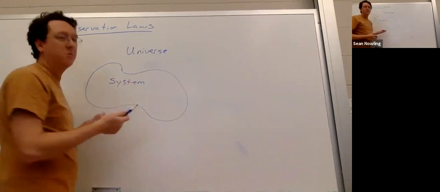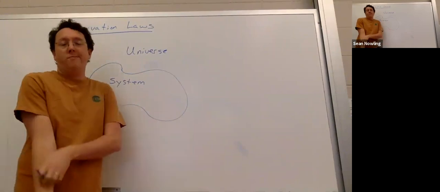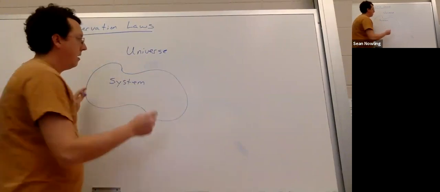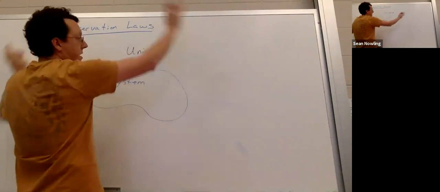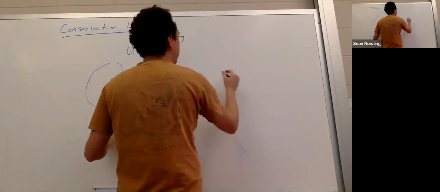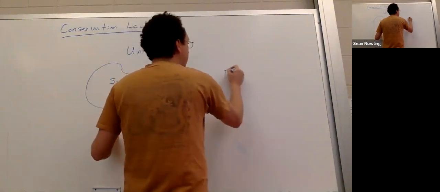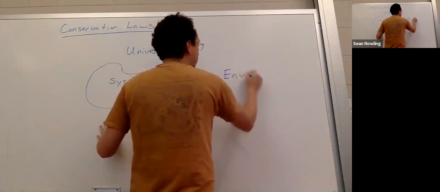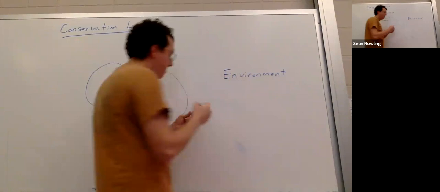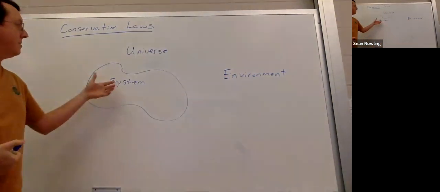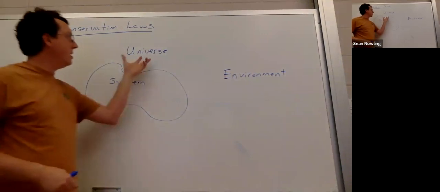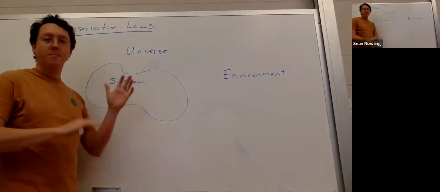These concepts should be familiar for most of you. If you're taking chemistry, you use these ideas. All right. So I have the universe is everything. I have my system, and then I have, excuse me, the environment. The environment represents the complement to the system inside the universe. So it's everything in the universe that's not in the system.